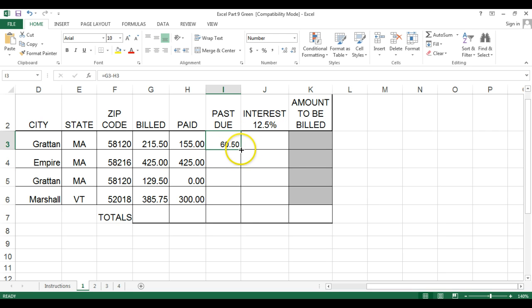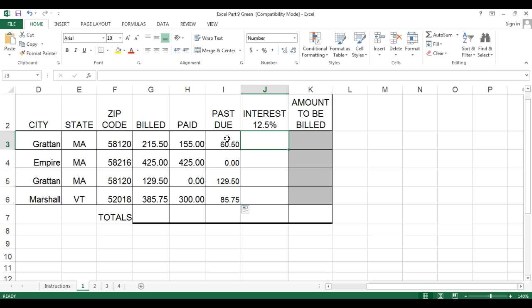Now go ahead and move your mouse to the bottom right-hand corner. You can click and drag down only to the last entry here, because we need to do a different formula for totals. Interest. Okay, so we have our past due. So even though we paid on this, we still owe $60.50.